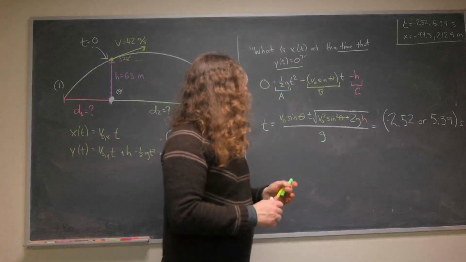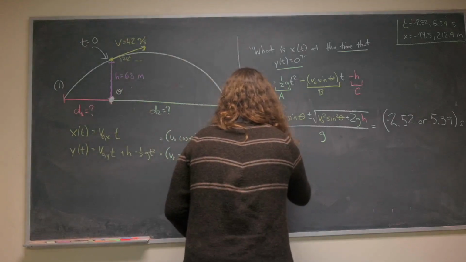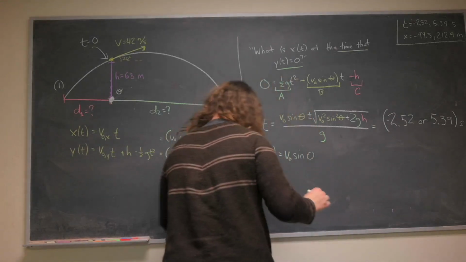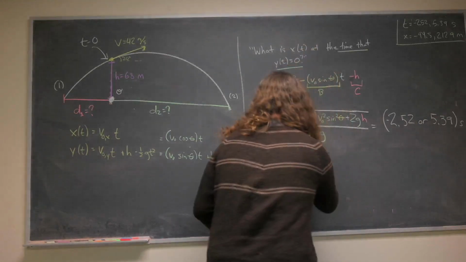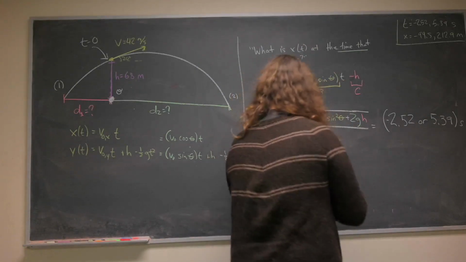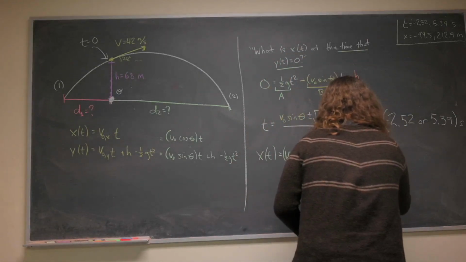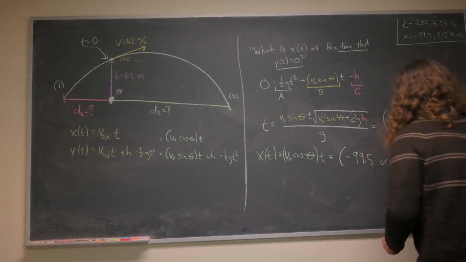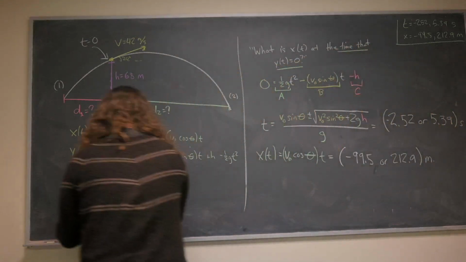But what I wanted to do was find x of t at that time. So x of t is v naught, not sine theta, cosine theta. V naught cosine theta times t, which comes out to be either minus 99.5 or 212.9 meters.